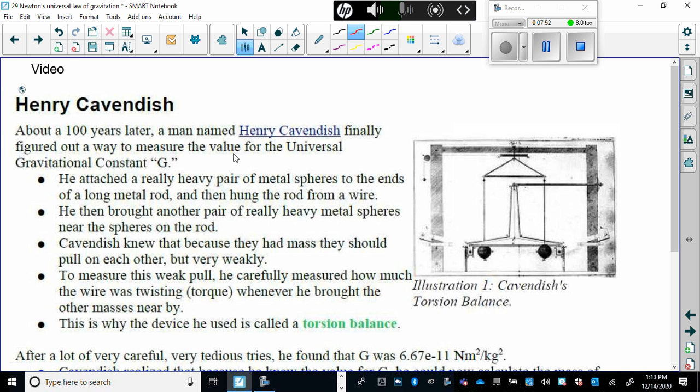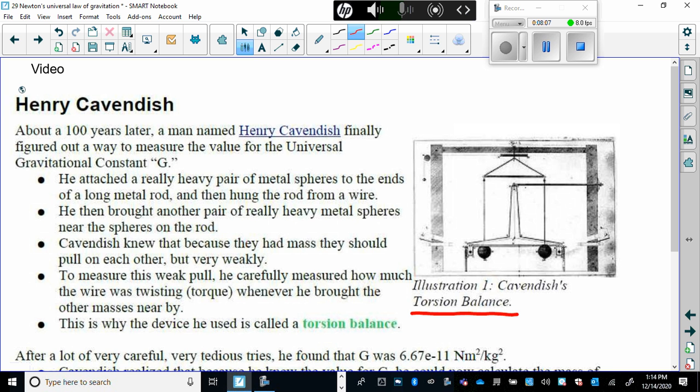So Newton couldn't figure it out. It took another 100 years of advances in science for somebody to come up with an idea. And at this point, you should stop the video. You should go onto YouTube. You should Google Henry Cavendish, and you should watch a video about his torsion balance.